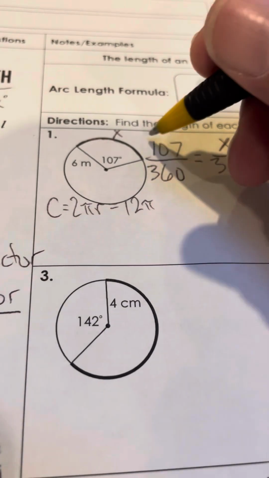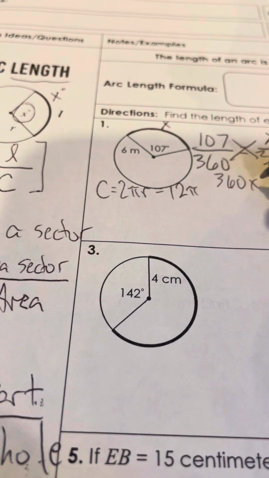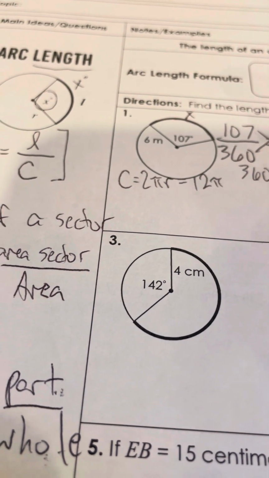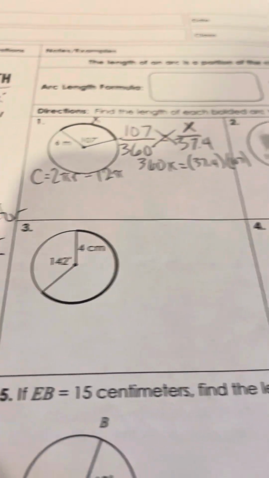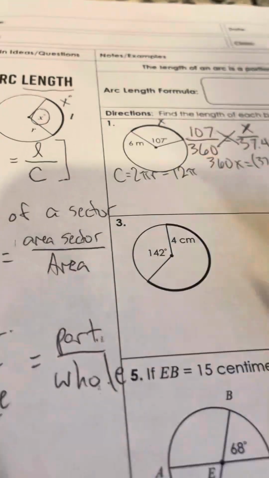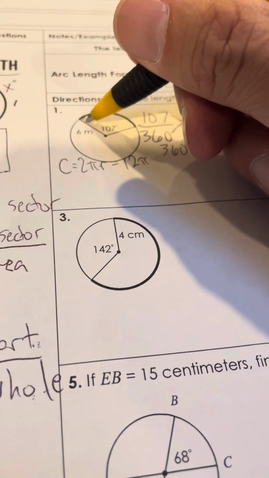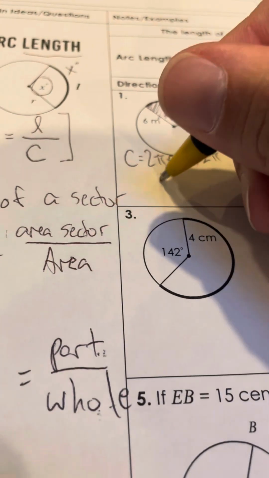And now to solve, we just cross multiply. So we end up with 360x equals whatever 37.4 times 107 is, and then we would just divide by 360 to get your answer.